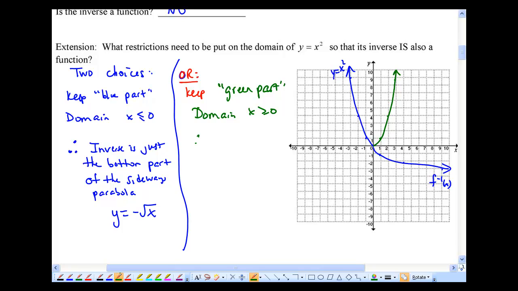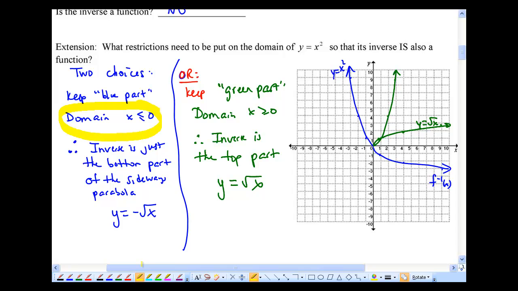And of course, therefore, the inverse is the top part. And of course, that just is this formula, y equals root x. And there you have it, y equals root x. So if I wanted you to put restrictions so that the inverse is also a function, you'd either have to use this restriction or this one. And notice it's always the boundary line being the axis of symmetry.